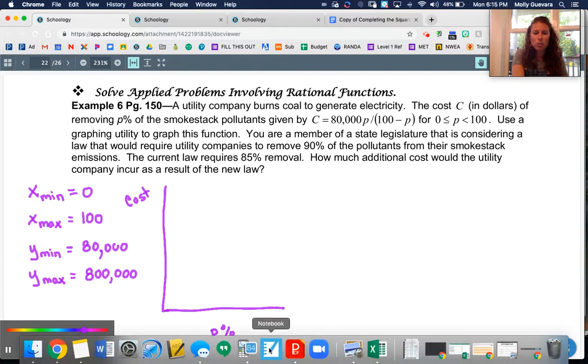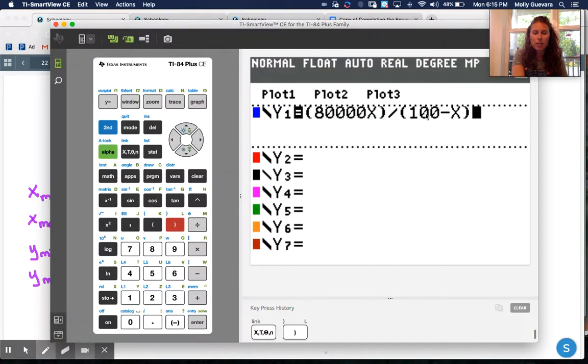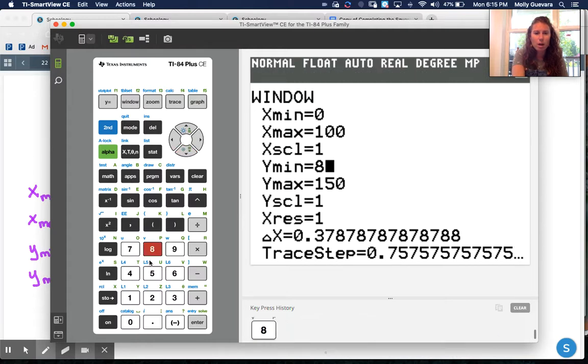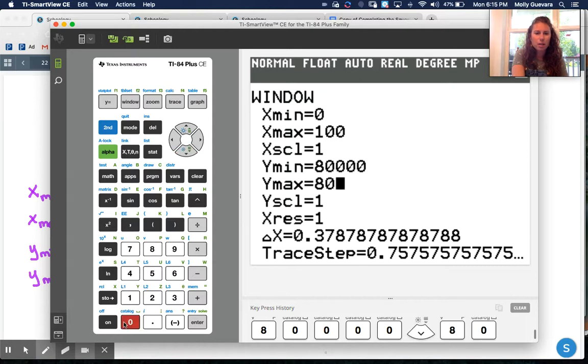Okay, so go ahead and hit pause, graph this on your graphing calculator, and then let's look at it. Okay, so I'm going to pull up my calculator. Here's my equation. And I'm going to go to my window because I need to adjust my window, right? The minimum percent is 0, but the maximum percent is 100. And then the minimum cost is $80,000, and the maximum cost is $800,000.